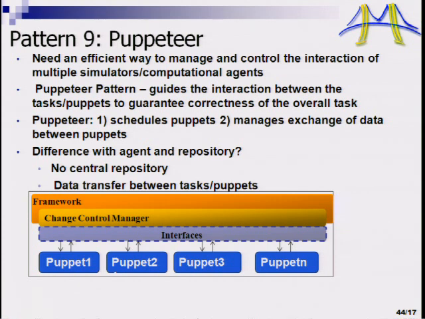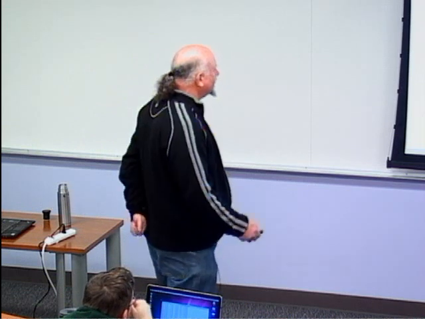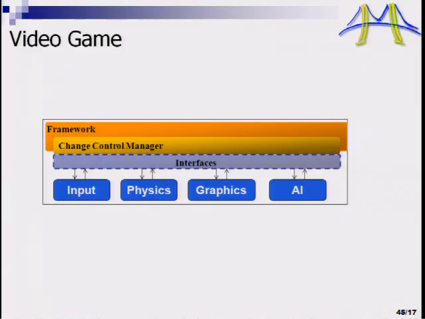Yeah, in the back. Any sort of multi-physics simulation or multi-whatever, fill in the blank? That's what I was waiting for, yeah. It'd be an odd year in this class if somebody doesn't have that answer. Yeah, those are all good examples. Okay, so here's a video game where the physics subsystem, the graphics, and the AI portion all have very different ways of looking at the world.